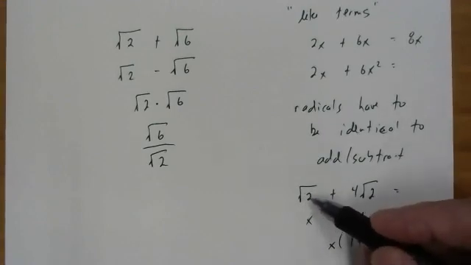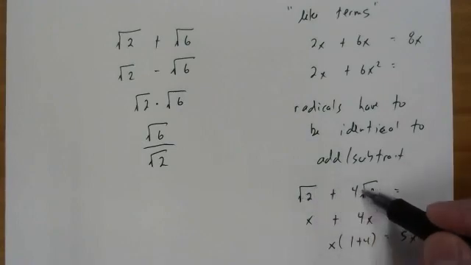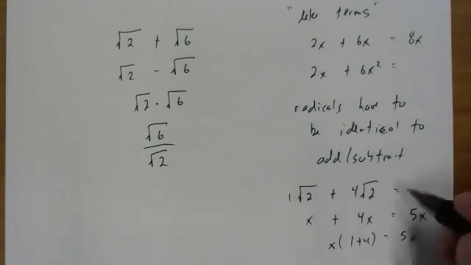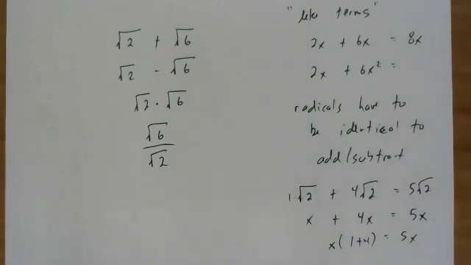So up here, the same idea. Square root of 2 plus 4 square root of 2, it's like 1 times square root of 2 plus 4 times square root of 2. This is 5 square root of 2.